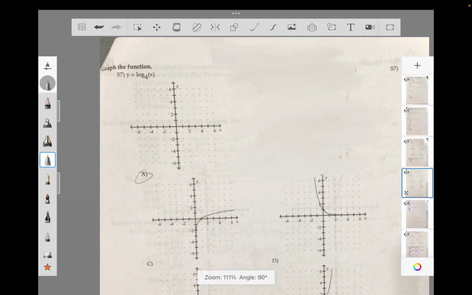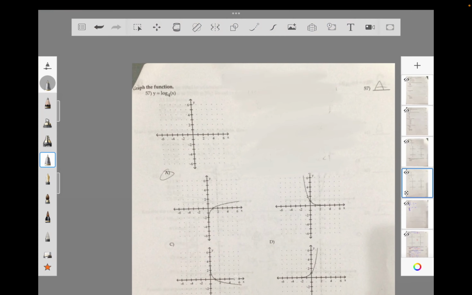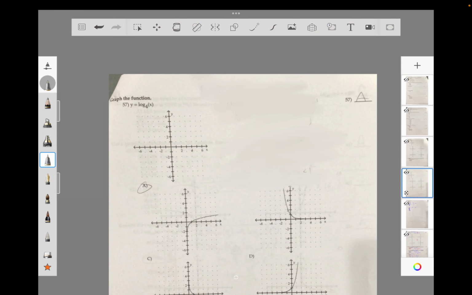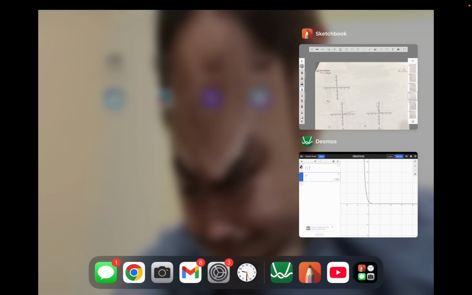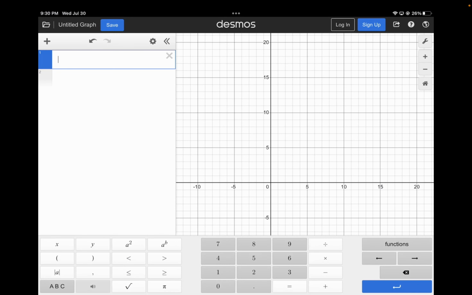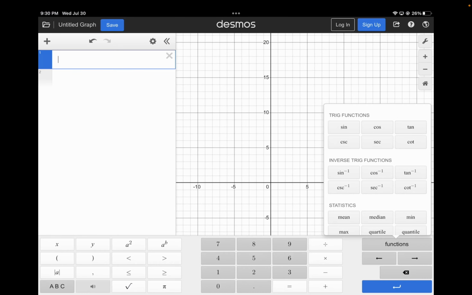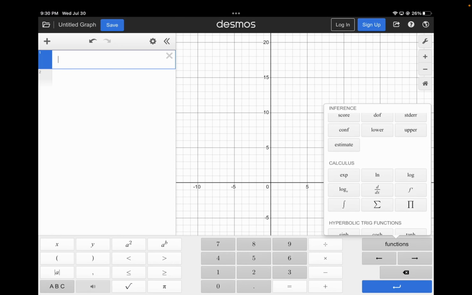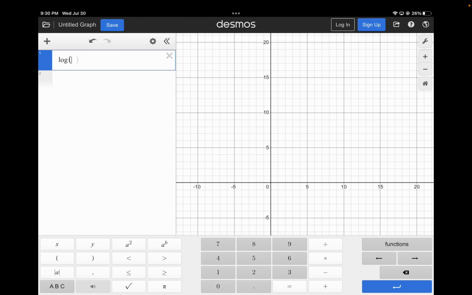Logs. Log base 4 of x. Ooh my. For logs, let me just double check. I don't even know if I can. Can I do base logs? I don't even know if I can. Oh, I have a log. Oh wait, I need a... Oops.